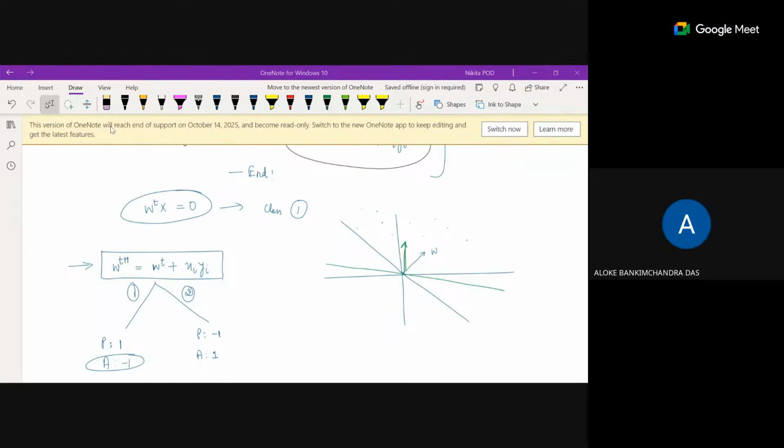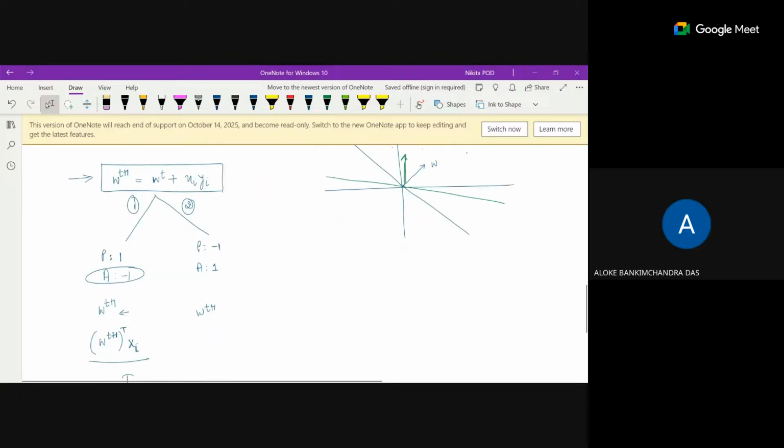If I apply it, I'll give you a small data set. 1, 1 is plus 1. Then 1, minus 1 is minus 1. And the last one, 0, 0 is minus 1.